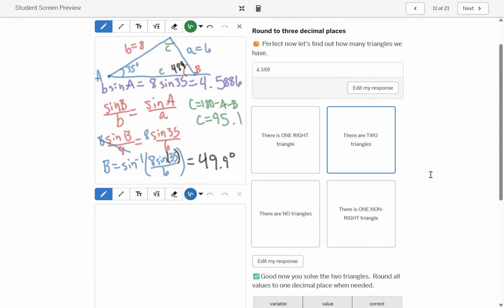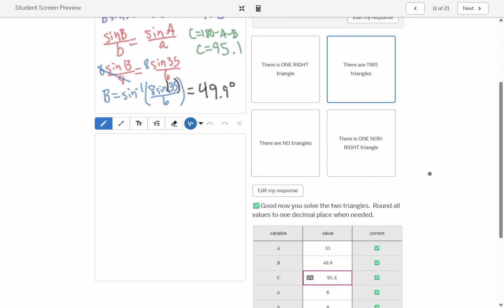So we've almost solved the outer big triangle. The last thing is just to calculate side C. So I'm going to do that in my second blank here. So that'll be C over the sine of C equals, and I always go back to my A over the sine of A. So it'll be C divided by the sine of 95.1 equals 6 over the sine of 35. And we'll multiply by the sine of 95.1.